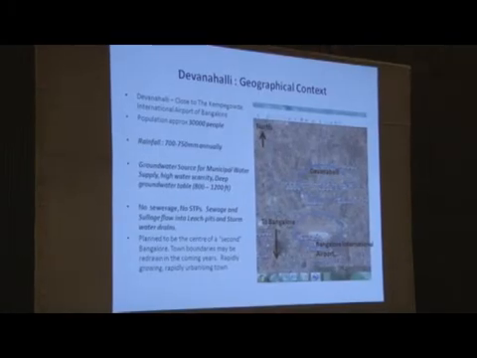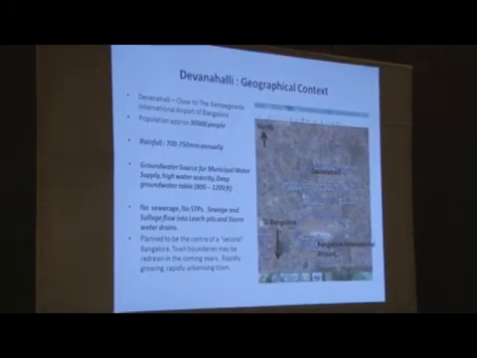Devanahalli is a town in Karnataka in India. The groundwater table is 800 to 1,200 feet deep in the Devanahalli SSP trial area.